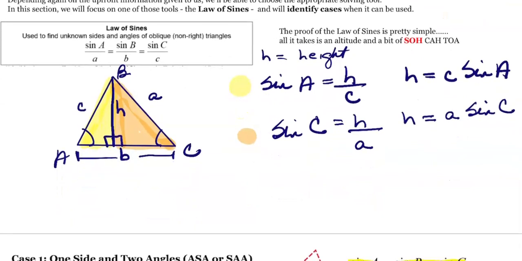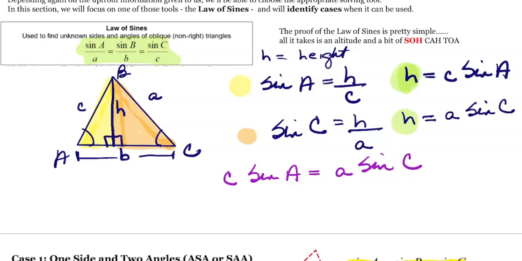Okay, so let's think about this. What I'm noticing is that both of these equations are giving me a value for h. So I could prove that this works by taking those two equations and setting them equal. Since h equals c times sine A, and h also equals a times sine C, it is reasonable to say that c times sine of A equals a times sine of C.